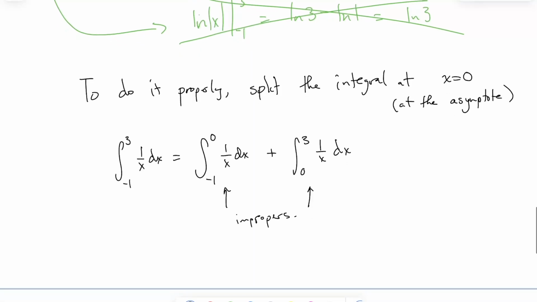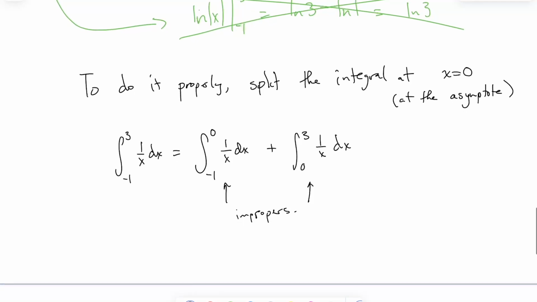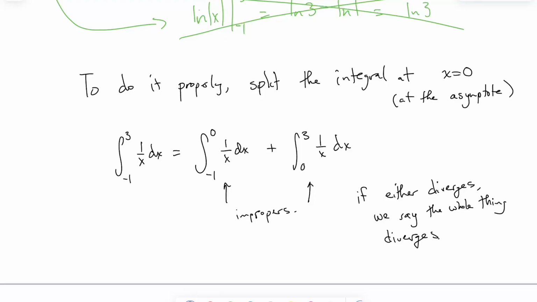Let me just say at this point, if either diverges, then we say the whole thing diverges. So when you calculate each one separately, it might be that you get 2 for the first one, but then the second one diverges. 2 plus diverges, you just say diverges. But if you actually get a real number for both of them, you would add those two numbers together, and that's the answer.